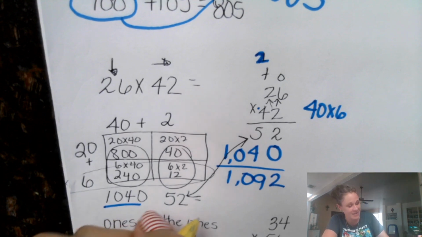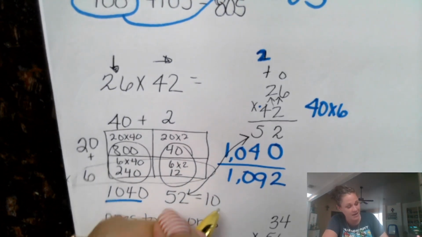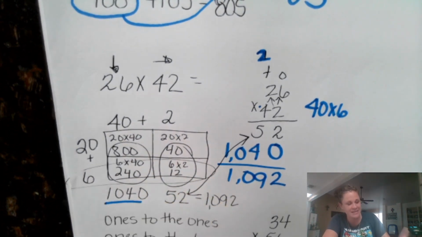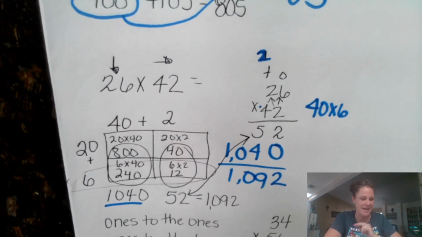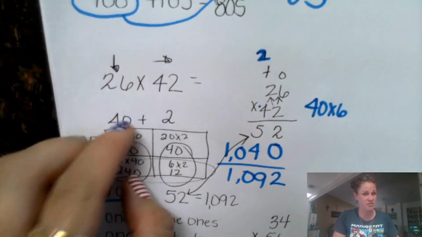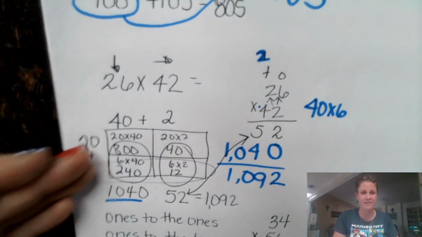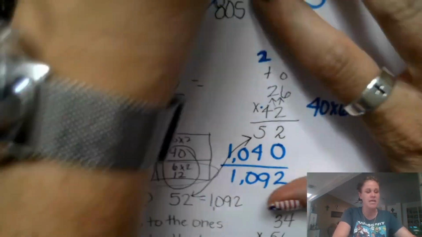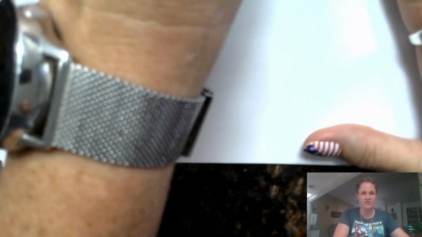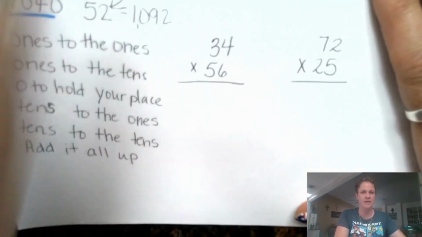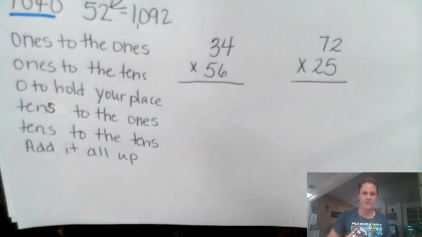Add them together. I get 1,092. Let me add these together, and I also get 1,092. So that's how these work together. Okay, now let's step down, and I'm gonna get rid of this for a moment. This is the way I want you to check yourself though, because you should be really familiar with this partial product. So when we start doing the algorithm, I want you to check yourself by doing the partial product, okay?